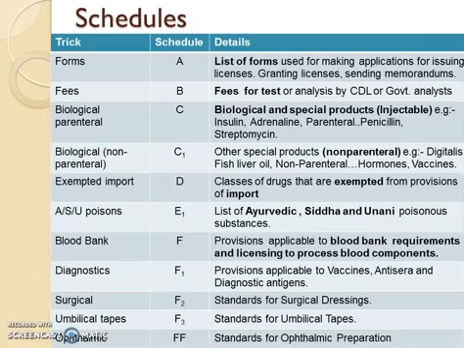Now, the various tricks that can be used for memorizing these are: for Schedule A, forms; B, fees; C, biological parenterals; C1, biological non-parenterals; D, exempted import; E1, ASU, poisonous; F, blood bank; F1, diagnostic; F2, surgical; F3, umbilical tapes; FF, ophthalmic.